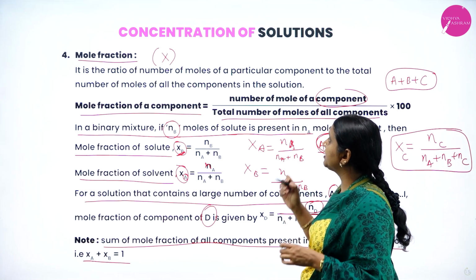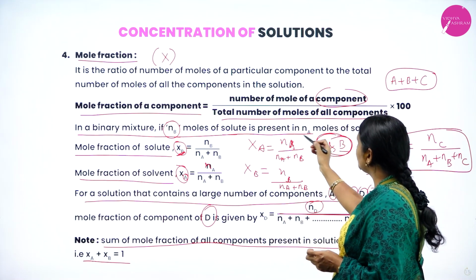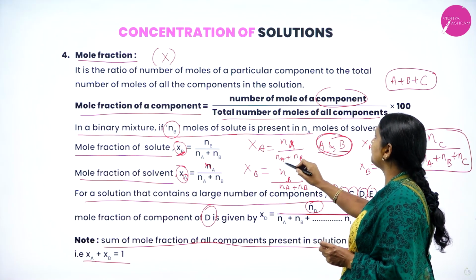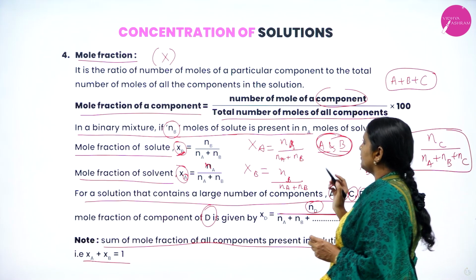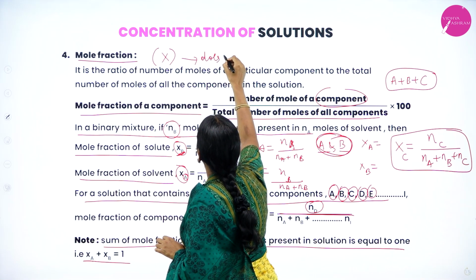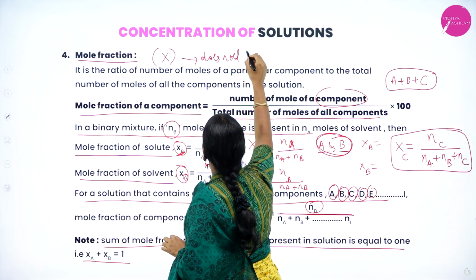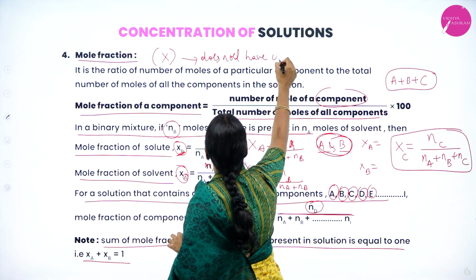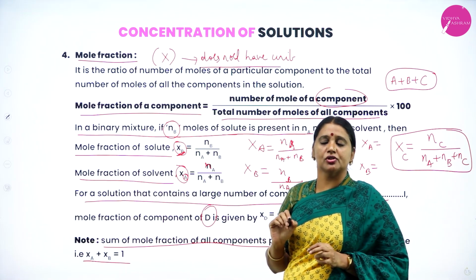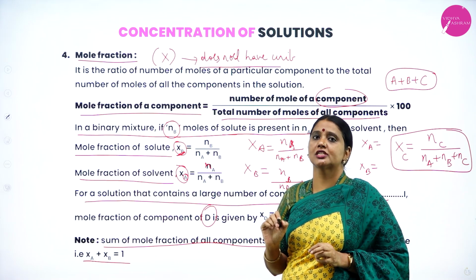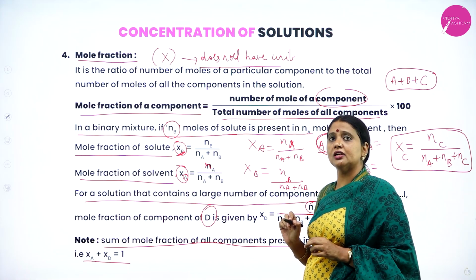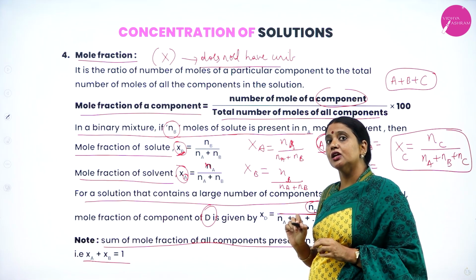What is the unit of mole fraction? In the numerator there are number of moles, and in the denominator also number of moles. Therefore, the unit gets cancelled. Mole fraction X does not have a unit because the unit gets cancelled. Therefore, mole fraction does not have any unit.